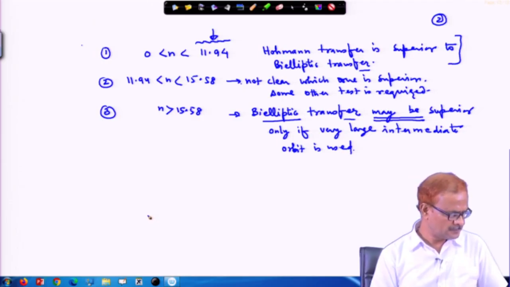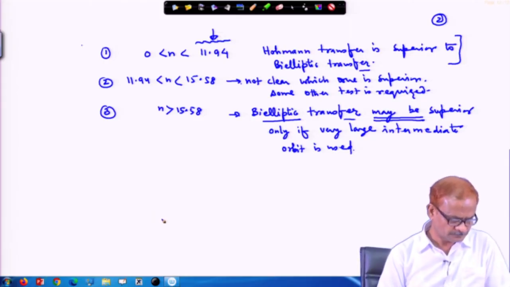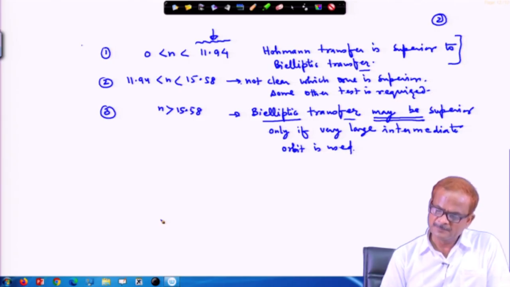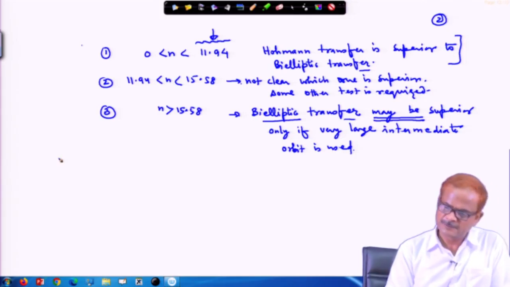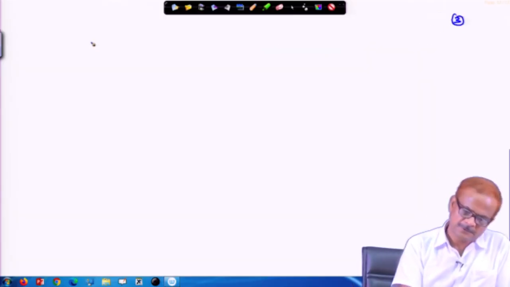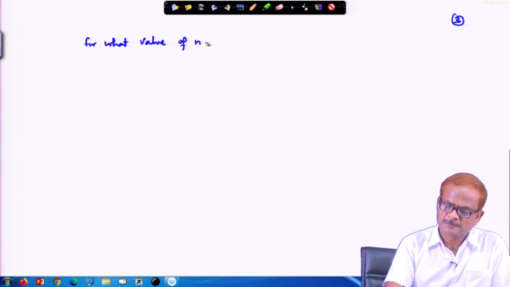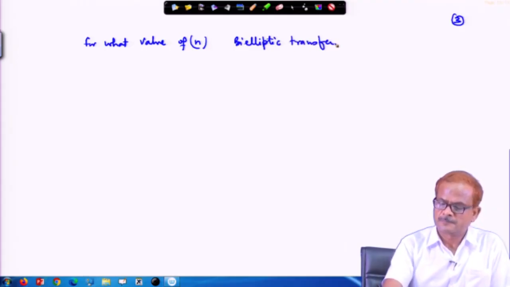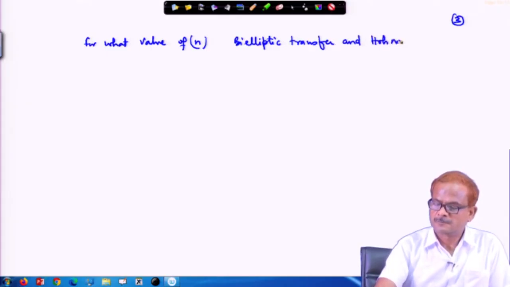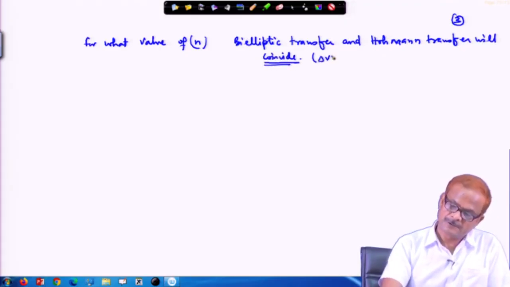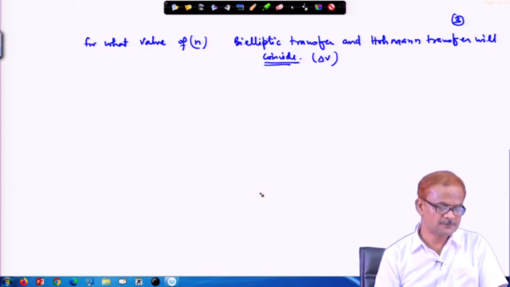Okay, next we look for when this Hohmann transfer and the bi-elliptic transfer will match, will coincide, for what value of n. So, the next question is: what value of n, in terms of delta v, delta v required in both the cases will be the same. This is what we are looking for.